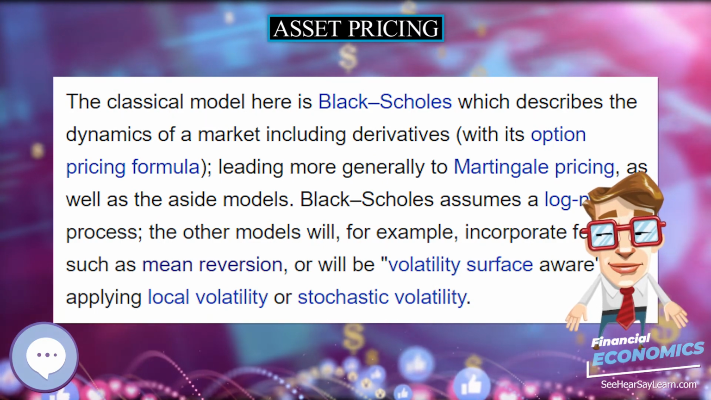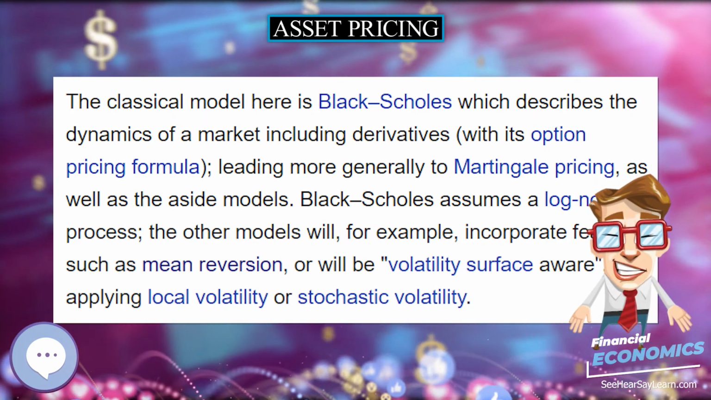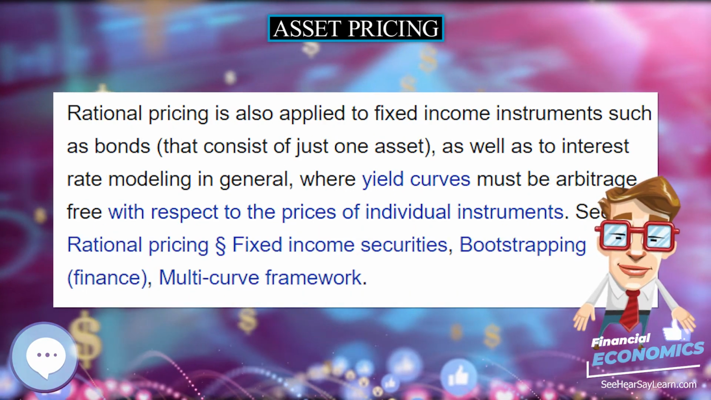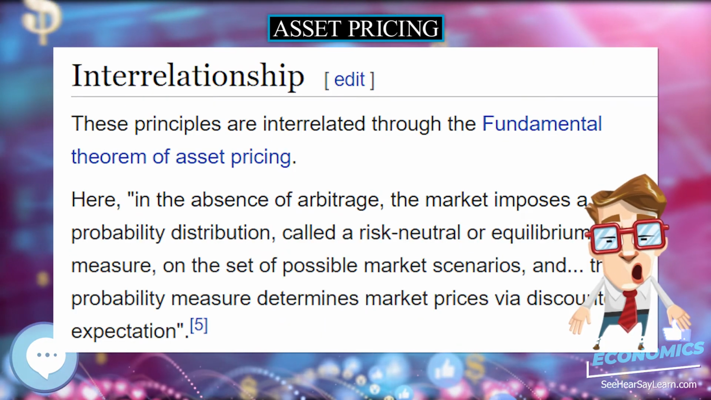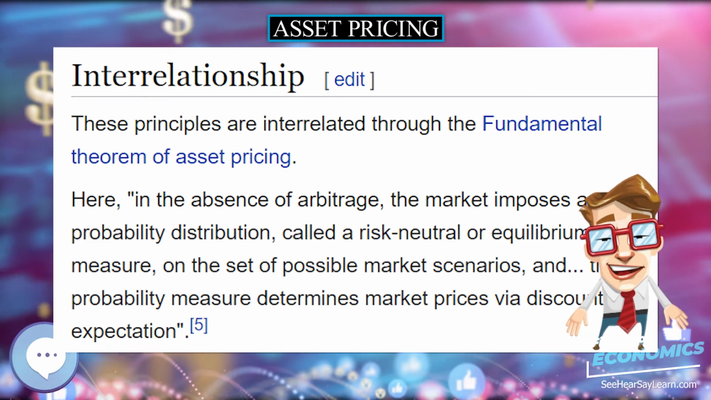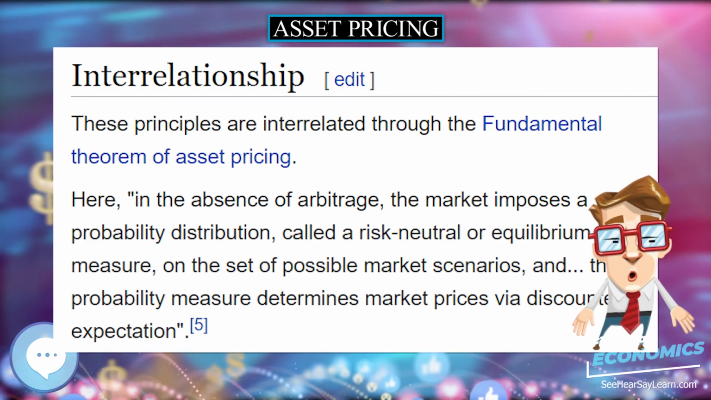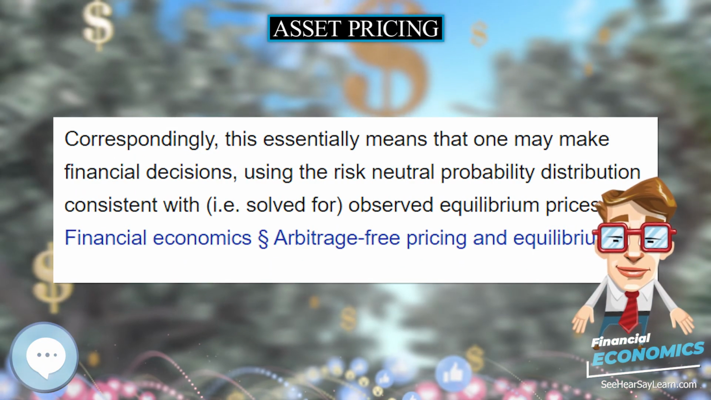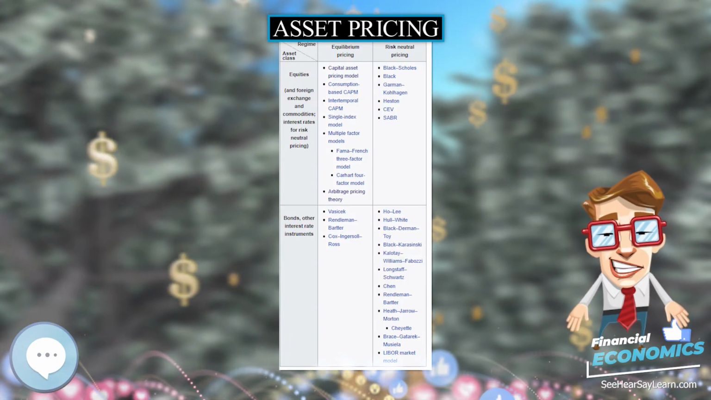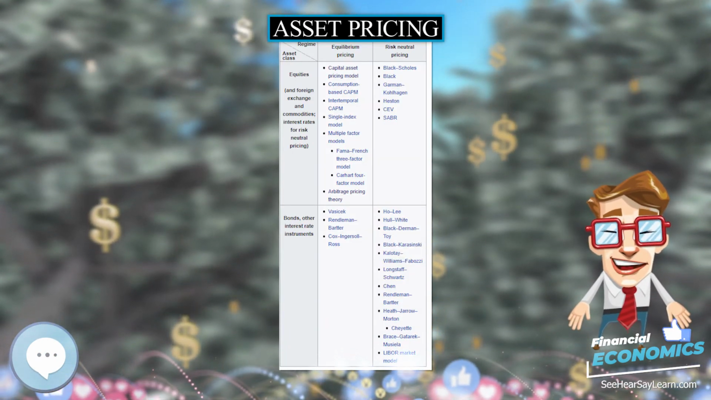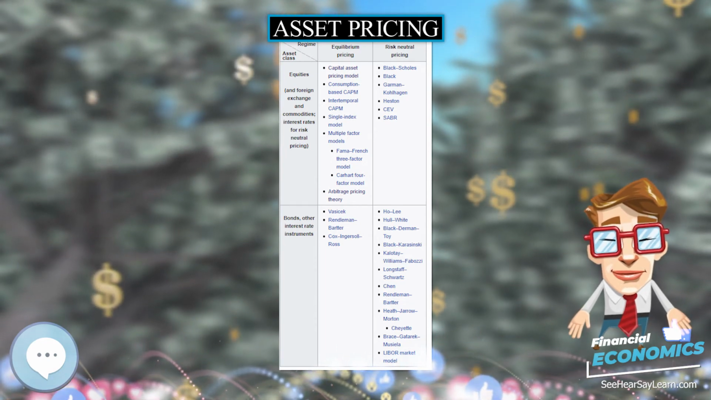Interrelationship. These principles are interrelated through the fundamental theorem of asset pricing. Here, in the absence of arbitrage, the market imposes a probability distribution, called a risk-neutral or equilibrium measure, on the set of possible market scenarios, and this probability measure determines market prices via discounted expectation.